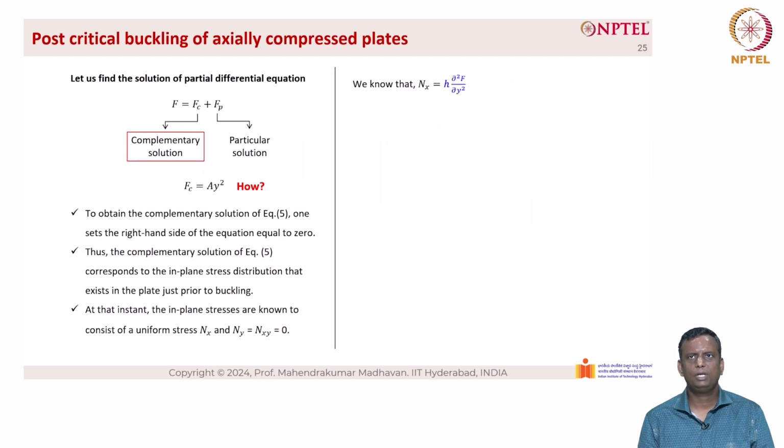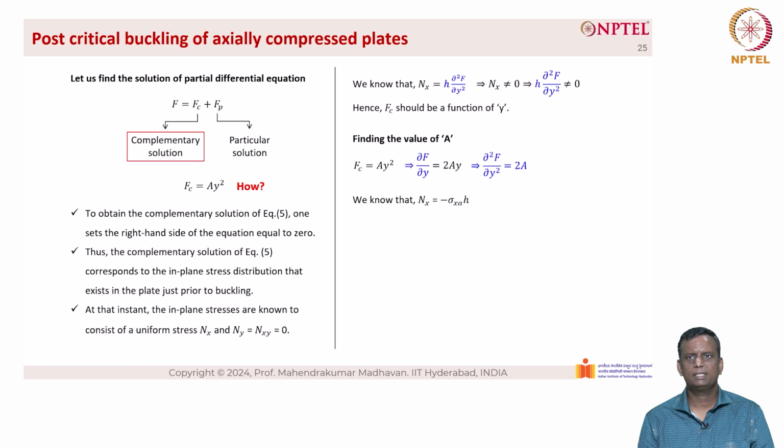Now, we know that nx equal to h into dou square f by dou y square. So, nx not equal to 0, which means that h into dou square f by dou y square is not equal to 0. So, the f sub c should be a function of y. So, now finding the value of a, we have fc equal to a into y square. So, dou f by dou y equal to 2ay and dou square f by dou y square equal to 2a. We also know that nx equal to minus sigma xa into h, which is the basic understanding of the critical buckling load nx, which is the stress multiplied by the thickness, because nx represents the load per unit width of the plate, and minus is due to the compressive forces that are acting.